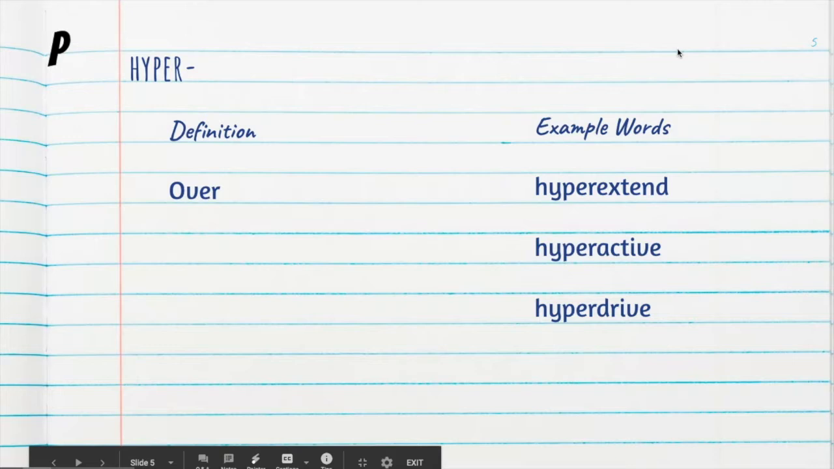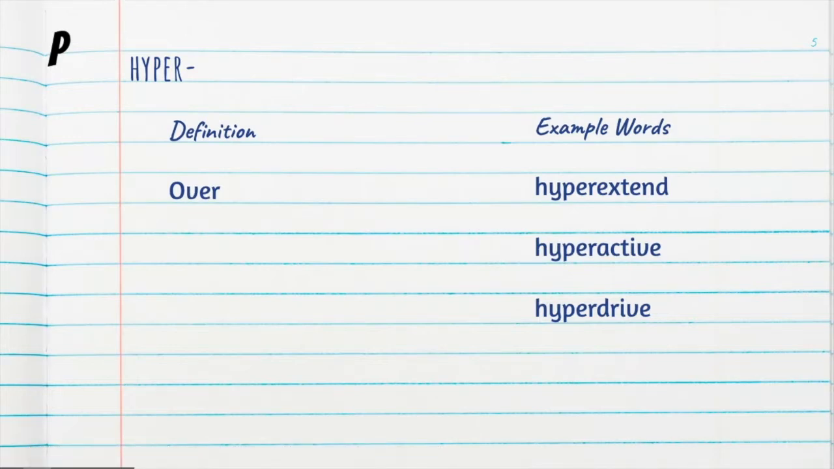Okay, our first one is a prefix, and it is hyper. And hyper means over. So anytime that you see a word that has hyper as the prefix, you can assume that it's going to mean over or an excessive amount. So hyperextend, right? That's when you overextend something. So if you've ever heard of someone like hyperextending their knee or something like that, they have overextended it. Hyperactive, this is a word that we use to describe usually a person, right? When they're just being really, really, really energetic and just too active.